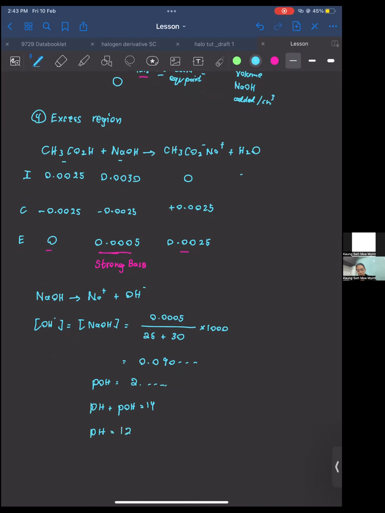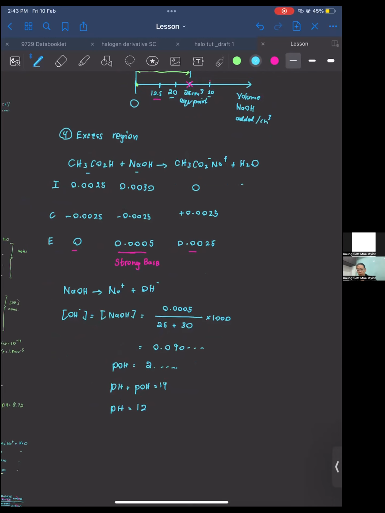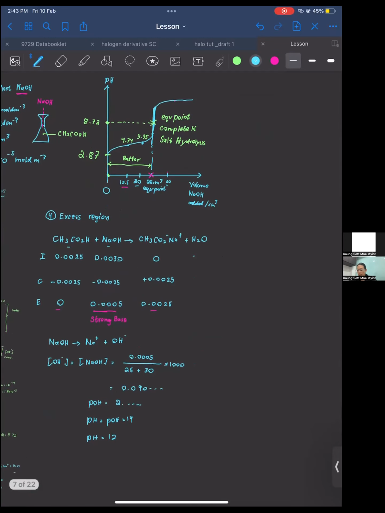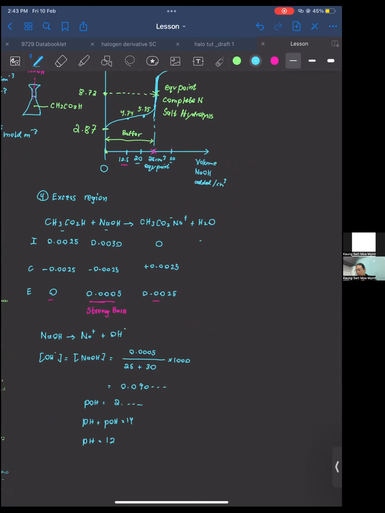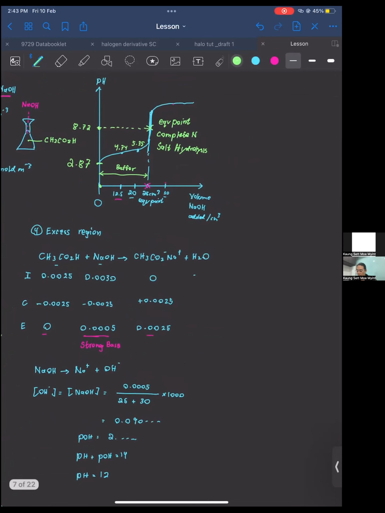Okay. So that is how you do the excess region. Okay, so the excess region is basically a region that is none of the above. It is not a buffer. It is not a salt hydrolysis. It is not the initial point. Okay, so this region over here, the pH is 12.